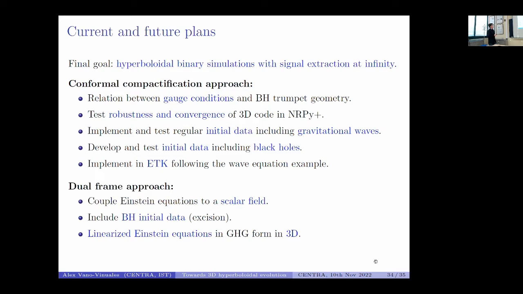And with respect to the dual frame approach, several people in here are working on this. One way is to add a scalar field in spherical symmetry for some interesting simulations, and also include black hole initial data using excision, which takes away everything inside of the horizon. Work towards evolving the linearized Einstein equations in generalized harmonic form in 3D is already being worked on.